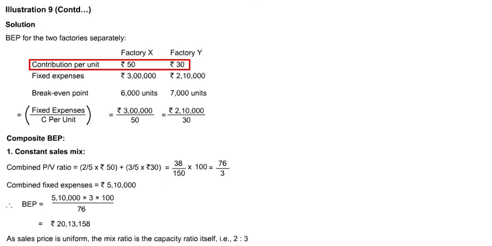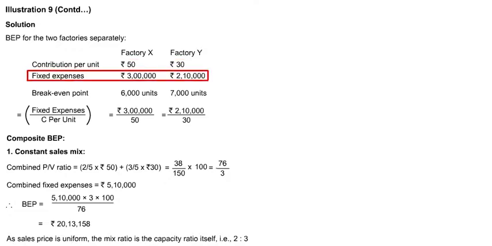So, we would take the contribution per unit. So, we can first calculate the break-even points of the two factories separately, wherein it will require contribution per unit for factory X and factory Y. Contribution is nothing but sales minus the variable cost. Selling price is given to us as 150 for the product. Variable cost for factory X is different and factory Y is different. Therefore, it gives a contribution per unit for factory X as 50 and factory Y as rupees 30.